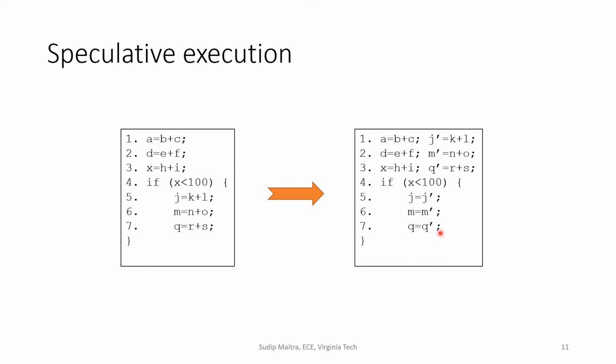So what it does is it executes these codes out of order, and then if it's not true, then it basically throws these results away. And if it evaluates to true, then it already has the results, so it puts the results in the variables.